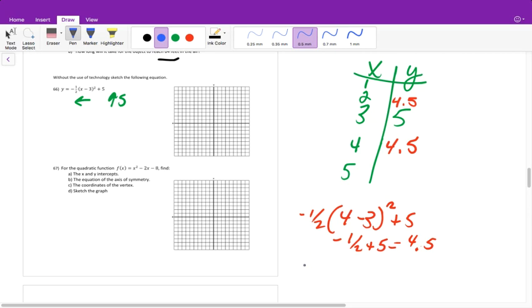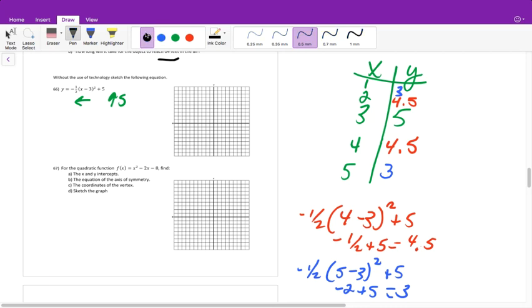Then I'm going to plug in 5. Negative 1/2 times 5 minus 3 squared plus 5. Well, this will then give me 2 squared is 4. 4 times negative 1/2 is negative 2 plus 5, which is then equal to 3. So I know this is equal to 3, and so is this value at 1.